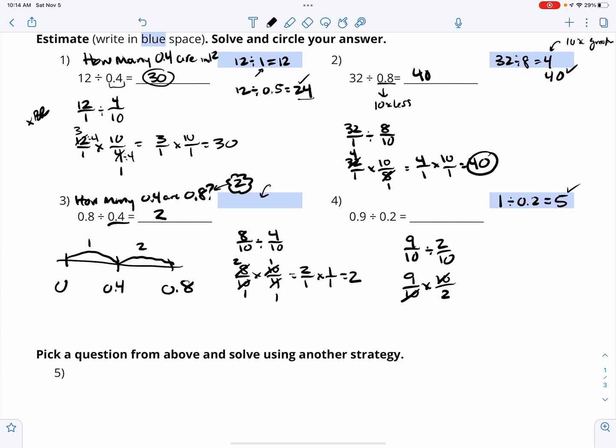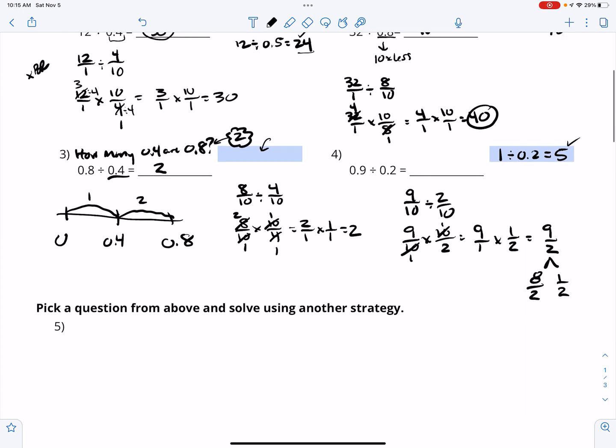So these will simplify to 1. And then 9 and 2, they don't simplify very nicely at all. So I'm just going to multiply straight across. So I know this is going to be 9/1 times a half. And that will equal 9/2. And in there, I know that's 8/2 and 1/2. And 8 over 2 is the same as 4. So this equals 4.5. And that is pretty close to my estimation of 5.